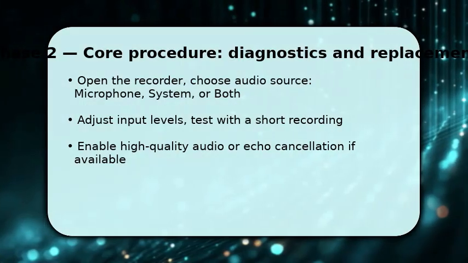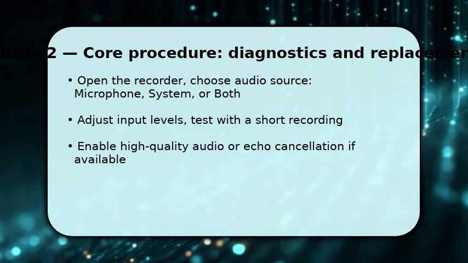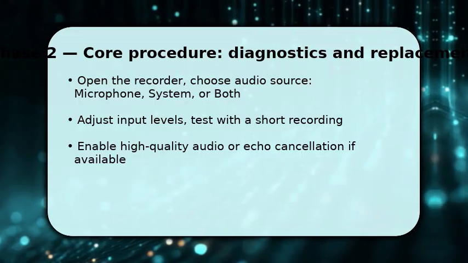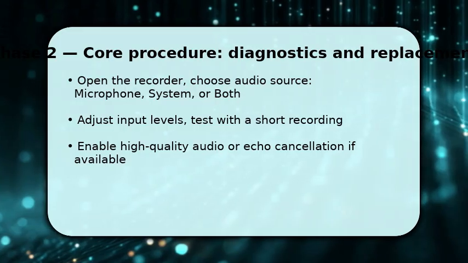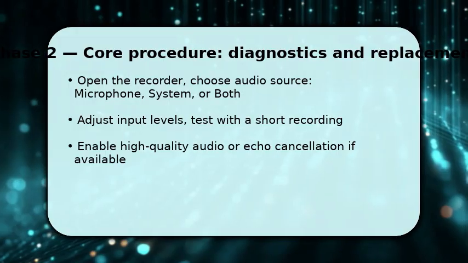Next, choose and configure the audio input so recordings sound right. Open the screen recorder and select microphone, system audio, or both. Pick microphone for external voice. Then set input level or gain. Lower it if clipping occurs, raise it if too quiet.